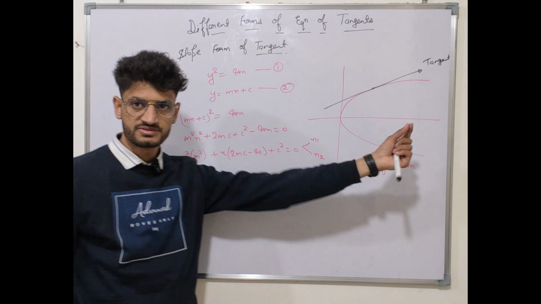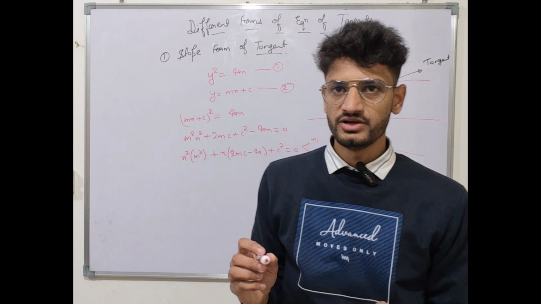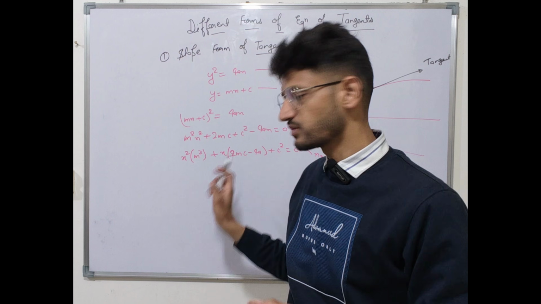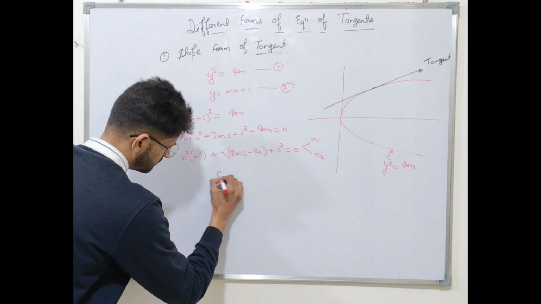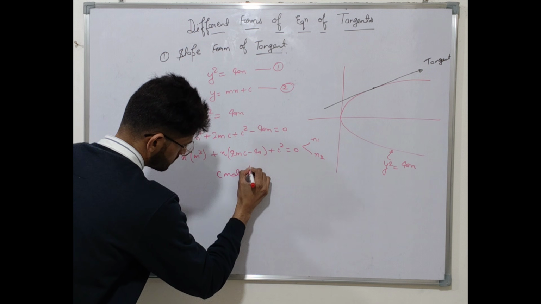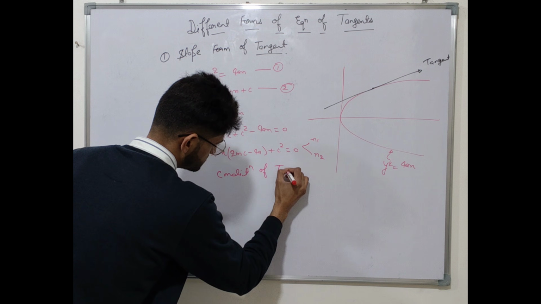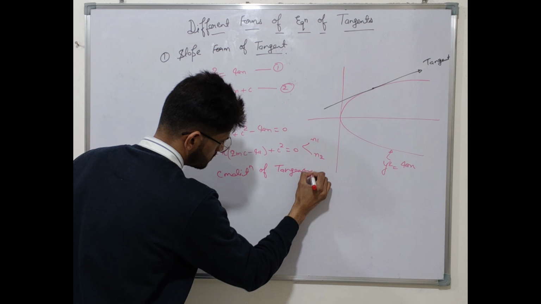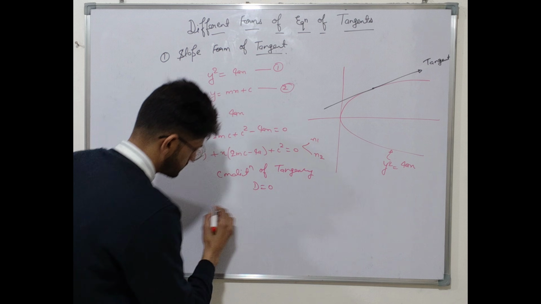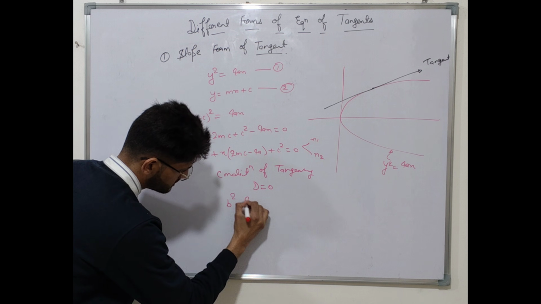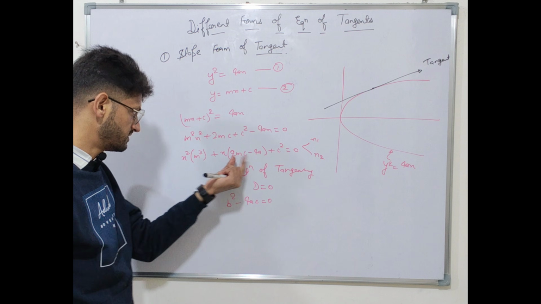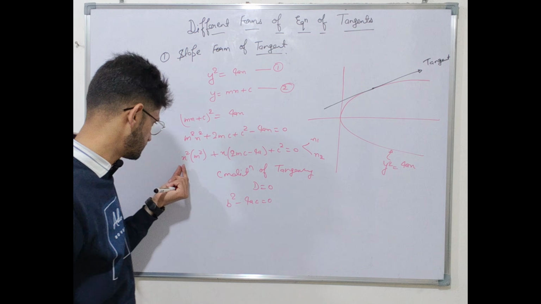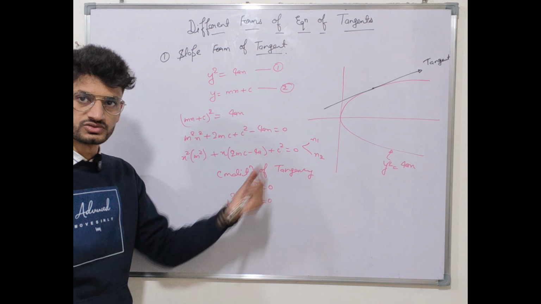We have seen that in case of tangent, we need to put D equals 0 for this quadratic because there will be a single point of intersection between line and parabola. So the condition of tangency is D equals 0. Now b square minus 4ac equals 0 for this quadratic equation. In this case, b equals 2mc minus 4a, a is m square, and c is c square.